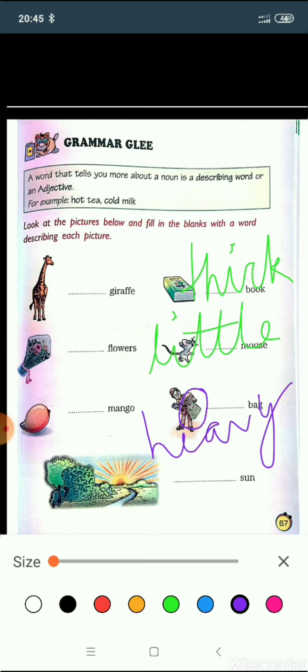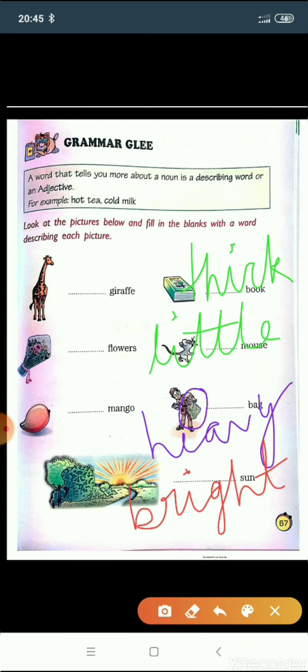Then we have a picture of the rising sun. So which word can describe this? We can say bright sun. Bright sun. Bright is the word that describes the sun.